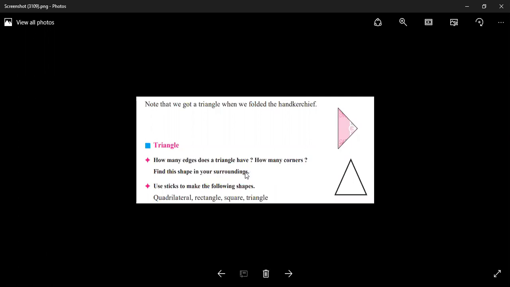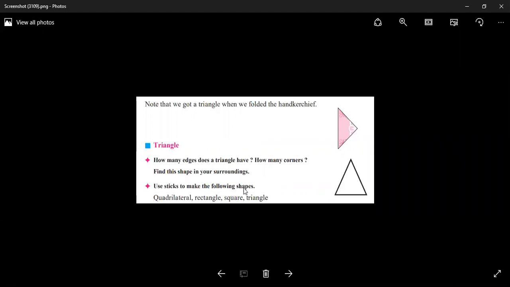Find this shape in your surroundings. So this triangle shape you can find in your surroundings, like here they have given the example by folding a handkerchief. You can also take craft paper and make the shape of a triangle. Even in your compass box, there is a triangle shape. You can use that also for knowing the different shapes. So children can find this triangle shape in their surroundings.